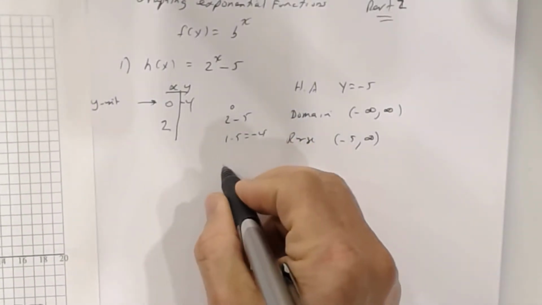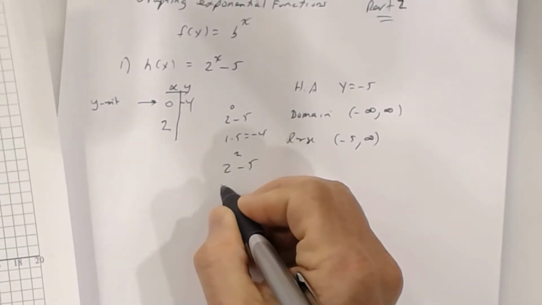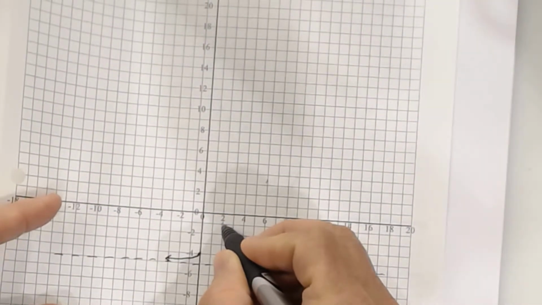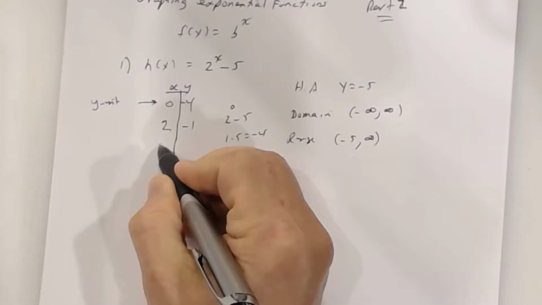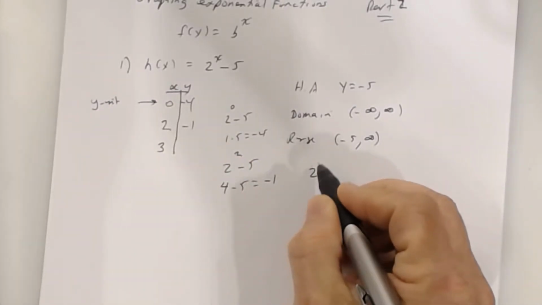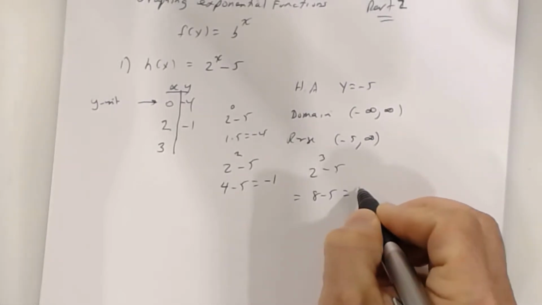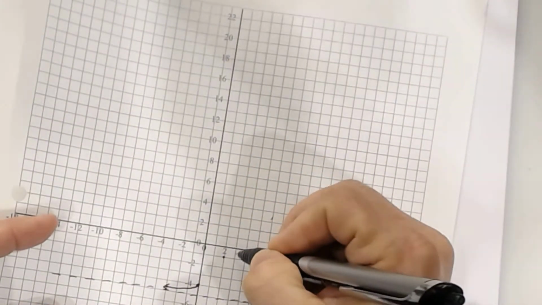2. So if x is 2, I get 2 to the second power minus 5. What's 2 to the second power? And what's 4 minus 5? -1. So I'll plot the point 2, -1. 2 more points. Give me another x value to the right of 0. All right, if x is 3, I get 2 to the third minus 5, which is 8 minus 5, which is 3. So I get the point 3, 3.